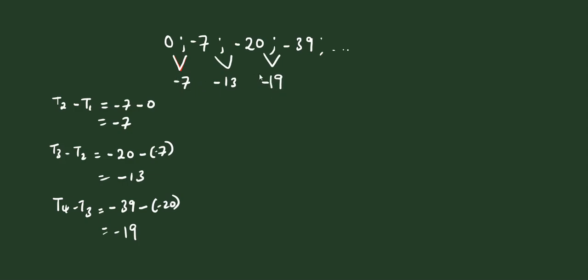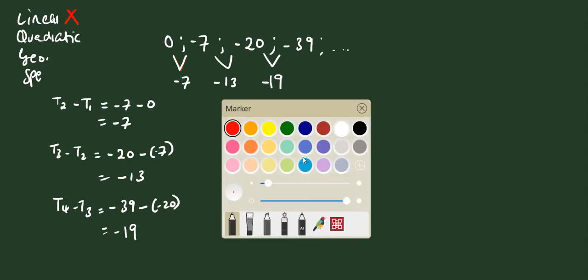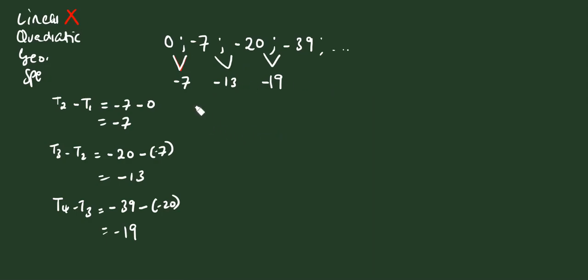Now remember, these are the first differences, right? So are the first differences the same? No. Then it means, remember, we have linear, we have quadratic, we have geometric, then we have special. It means this one here is not linear, because these first differences are not the same. Now we try and see, we go further.